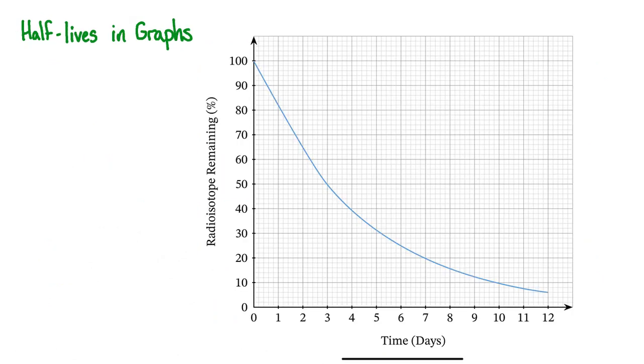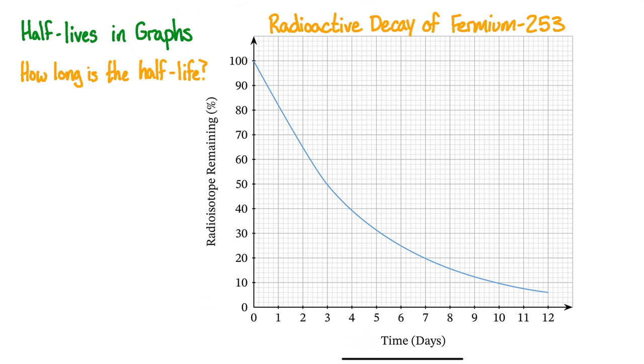We can visualize radioactive decay and half-lives in graphs as well. This graph shows the radioactive decay of fermium-253. This graph shows us the percent of the radioisotope remaining on the y-axis over the course of the number of days indicated by the x-axis. We might look at this graph and wonder, how long is the half-life of fermium-253?